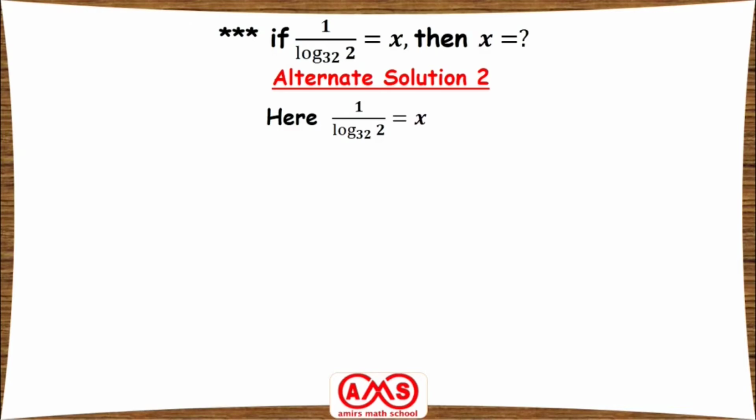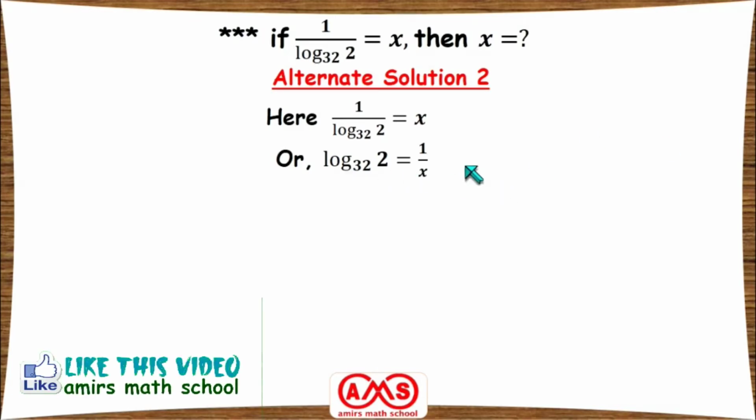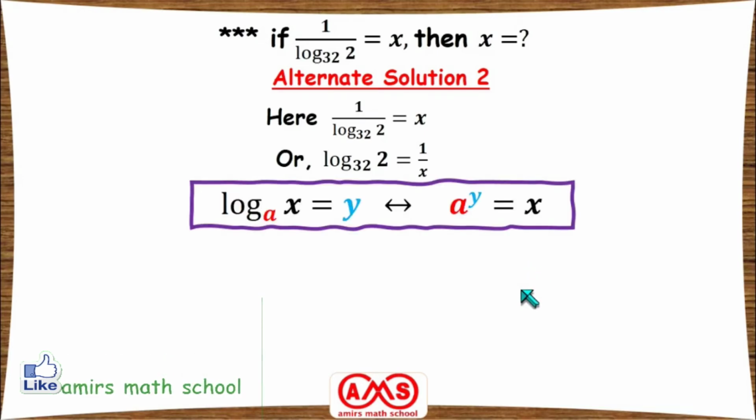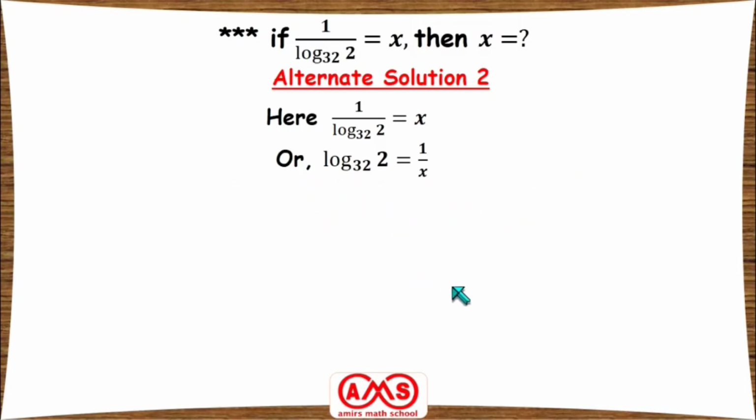That is, here 1 divided by log 32 base 2 is equal to x. Now we can write log 32 base 2 equal to 1 by x, just taking the reciprocal. Now just apply the logarithm and exponential conversion formula, that is, log a base x equal to y. In that case we can write a to the power y equal to x. So in this case we can write 32 to the power 1 by x equal to 2, applying this formula.